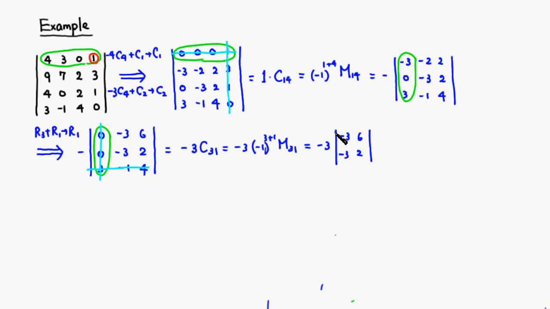Since it's already 2 by 2, I'm going to go ahead and find that. Negative 3 times 2 is -6, minus -3 times 6 is -18, so it's a plus 18. That gives 12. Times -3 is -36. So this is the determinant of the 4 by 4 matrix. The key is to use the properties, especially the row operations, to get a bunch of zeros in one row or one column to make your calculation easier. That's it. I hope this was clear.